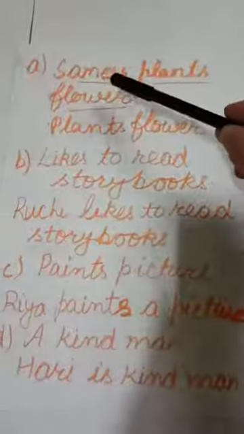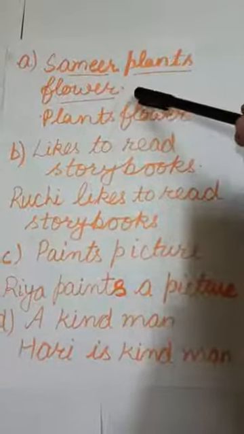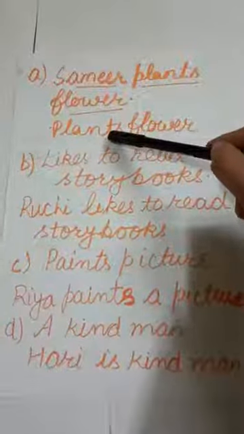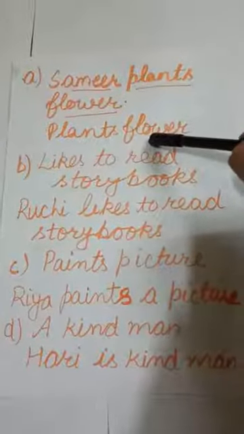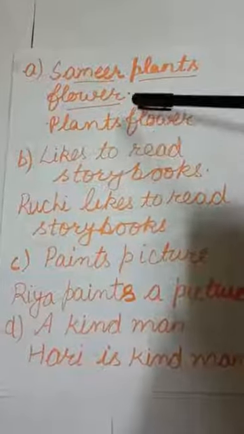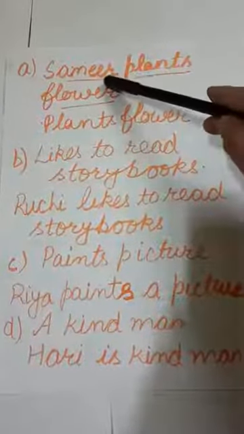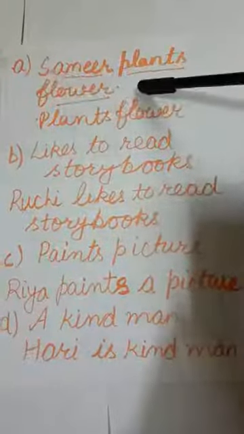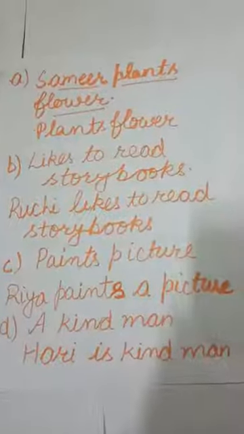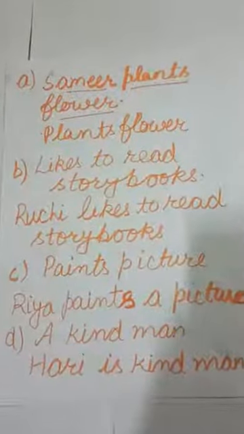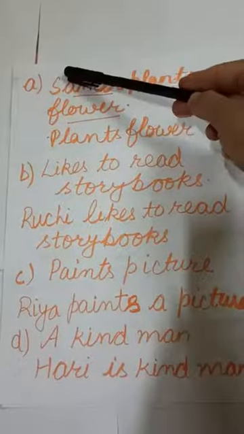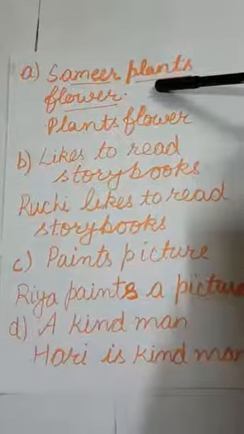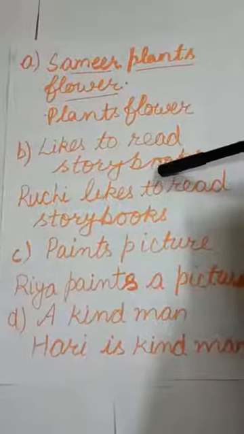So A part, "Sameer plants flowers." The second in this pair is "plants flower." So one I am doing for you. The correct formation of the sentence which is giving a meaning is "Sameer plants flowers." Over here S is capital and I put a full stop. So I have done according to the question asked. So this is the sentence. In the same manner you have to do the second one.